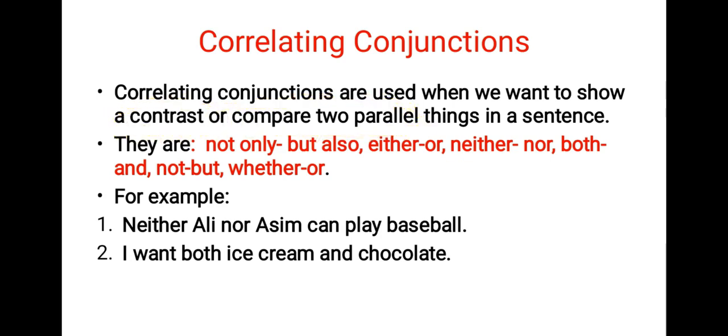For example, neither Ali nor Asim can play baseball. That none of them can play the baseball. I want both ice cream and chocolate. So here it shows the relationship that I want both of them. I want both ice cream and the chocolate.